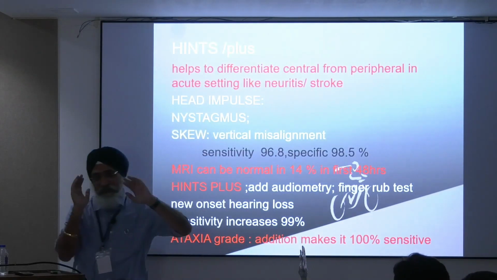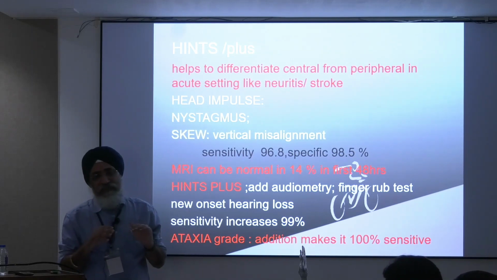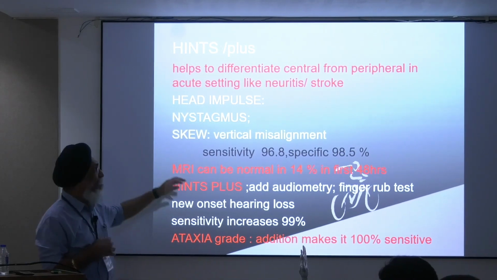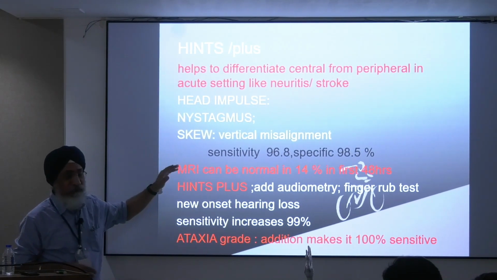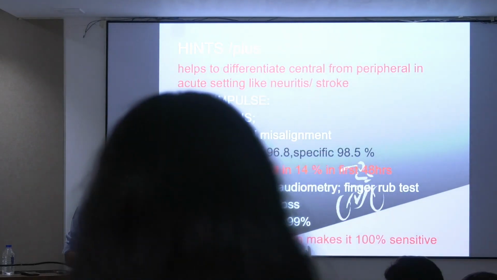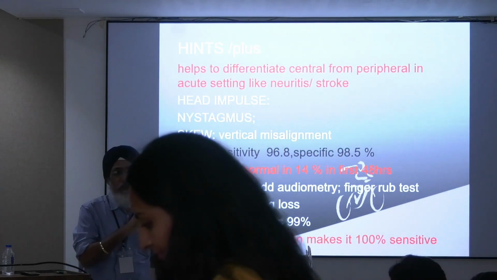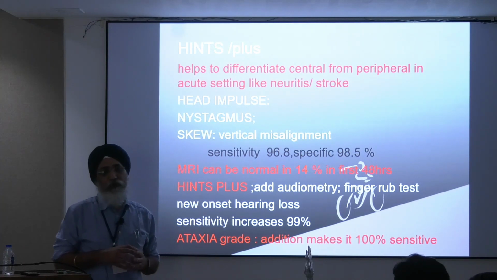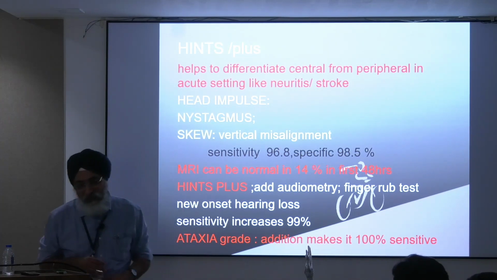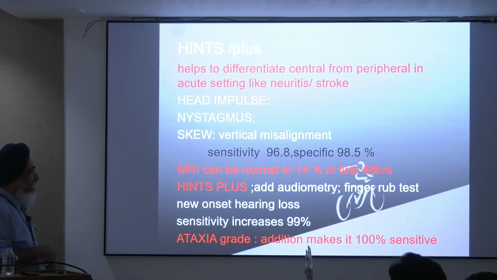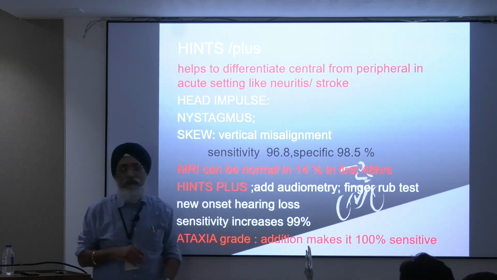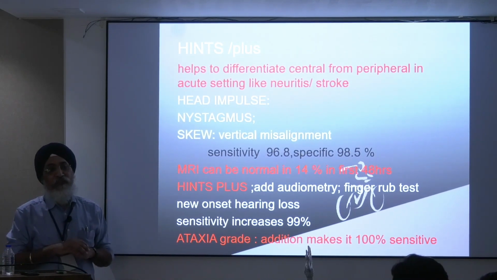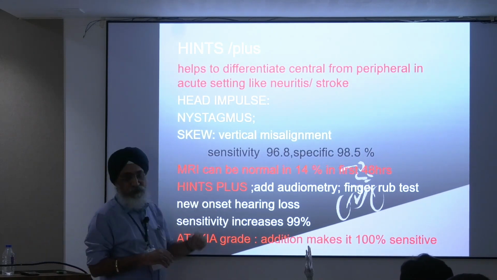So this is how we see first the eye examination. And the second step, which is probably the most crucial, is the HINTS and HINTS plus. HINTS stands for head impulse test, nystagmus, and skew deviation. You do these three tests together, and it is called the HINTS test. This combo is extremely useful in localizing whether it is a central or a peripheral disease. And mind you, the sensitivity of HINTS is almost 97 to 98%. So still with HINTS, you can miss 2 to 3% of cases of strokes.